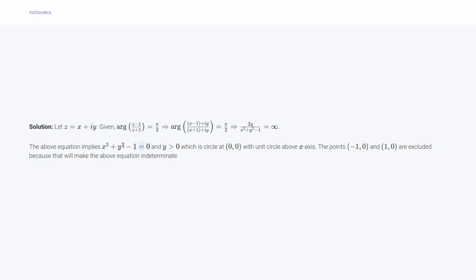So this is a circle with center 0 0 and y greater than 0. That means it is above the x-axis. Suppose you have the x-axis and y-axis. Sorry, the center will be the origin. So it's a circle with unit radius and center origin. But y has to be greater than 0, so it is only the top part, the semicircle. You have to exclude the points minus 1 comma 0 and 1 comma 0 because y is greater than 0.